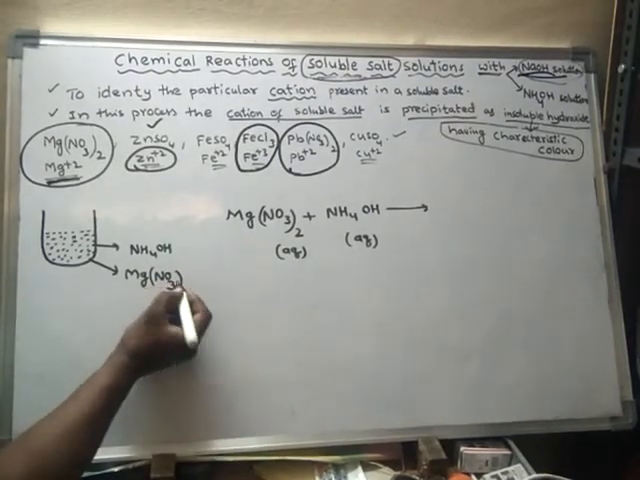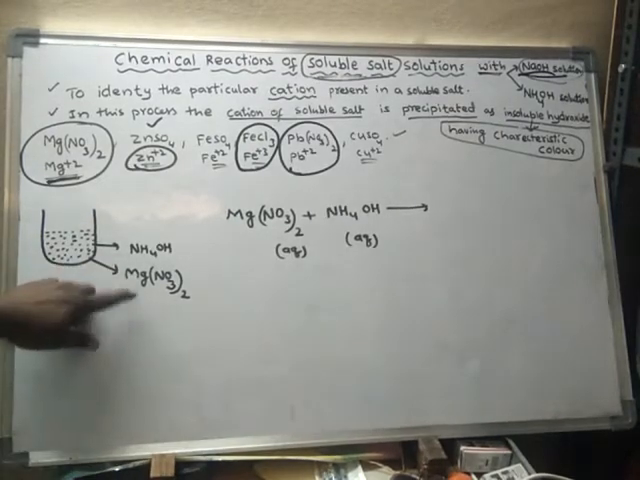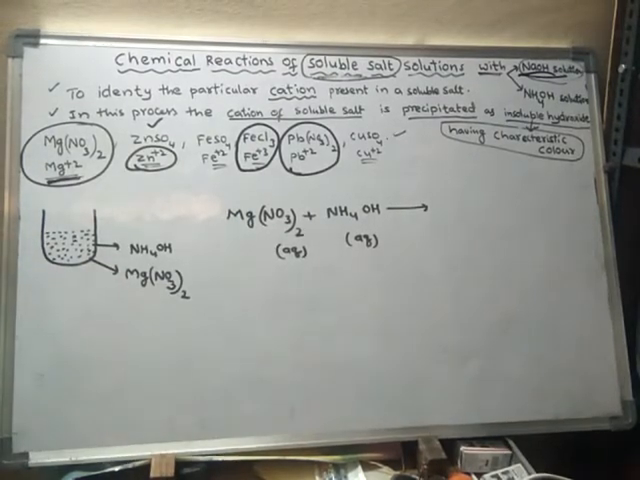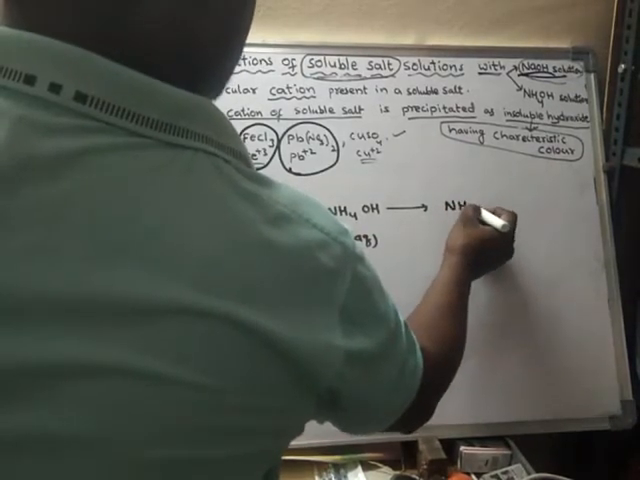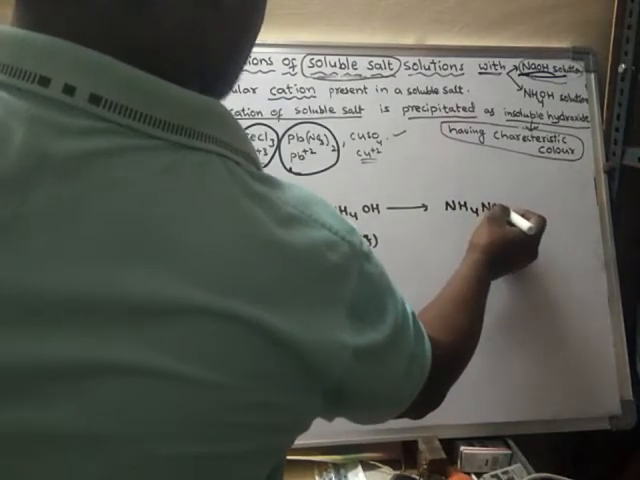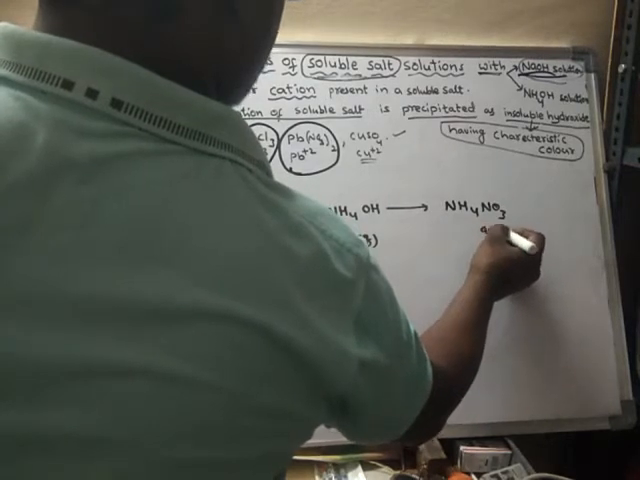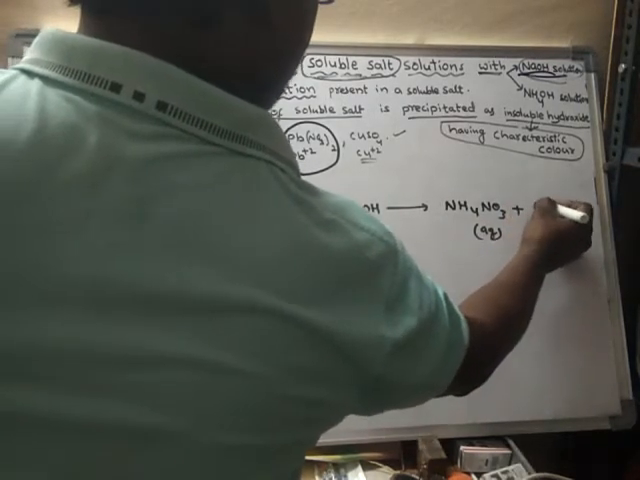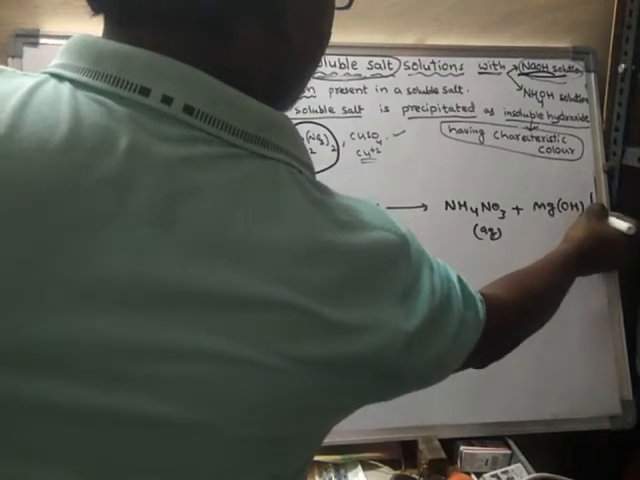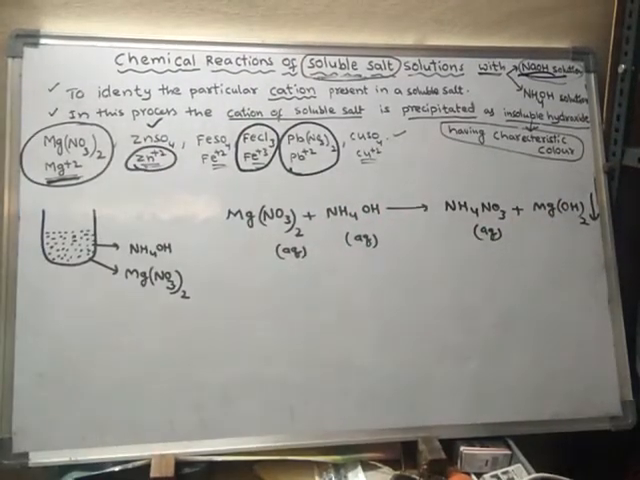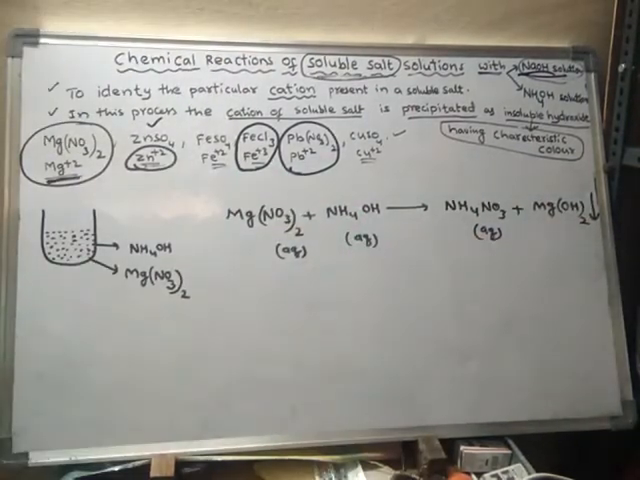When these two solutions are mixed, immediately reaction takes place between these two and forms ammonium nitrate. Ammonium nitrate, it's a soluble salt solution, aqueous, and magnesium hydroxide, which is a precipitate, insoluble hydroxide is formed. So already we know the color of magnesium hydroxide. What is the color of magnesium hydroxide? It's a fine milky white precipitate.